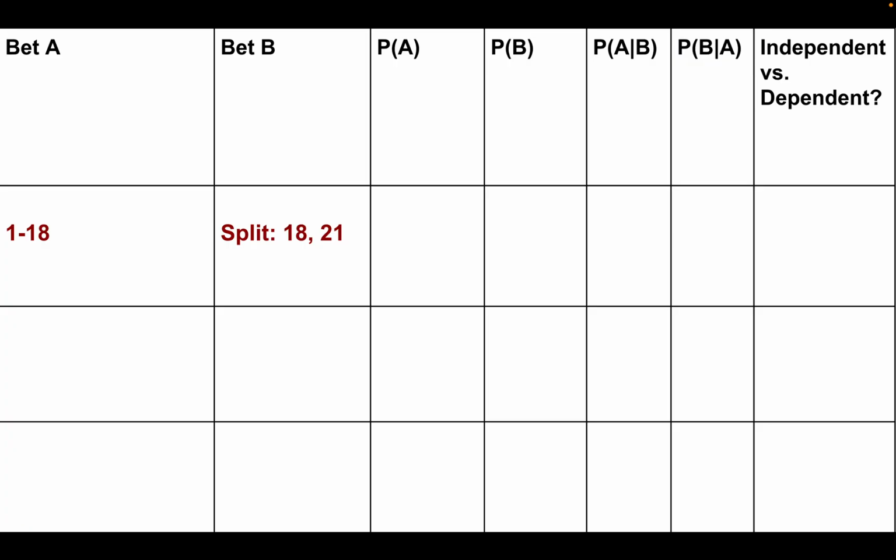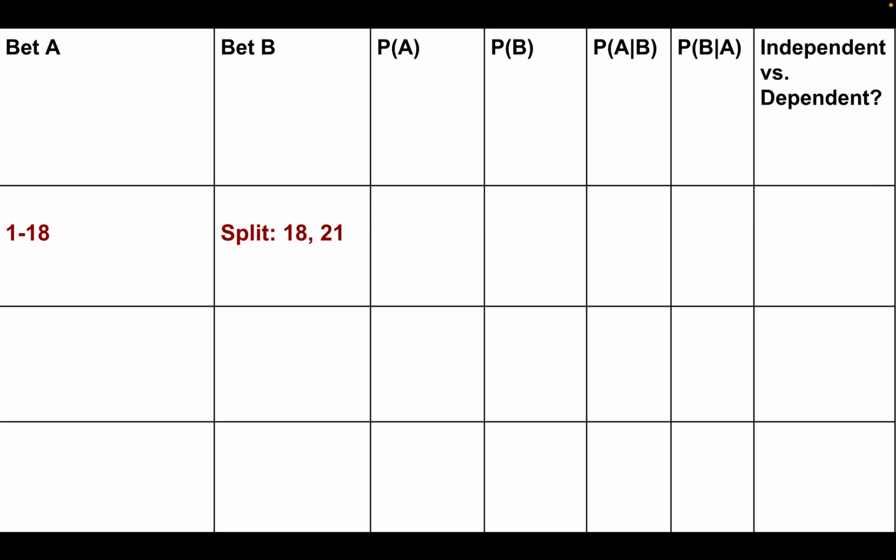So the first two bets that we're going to do are the 1 through 18 bet and the split 18-21 bet. Now these are both bets that you can do in roulette. If you do them on the original roulette board, they won't be independent though. But now that I've made up a new board, these bets are going to be independent. We'll kind of see why that is.